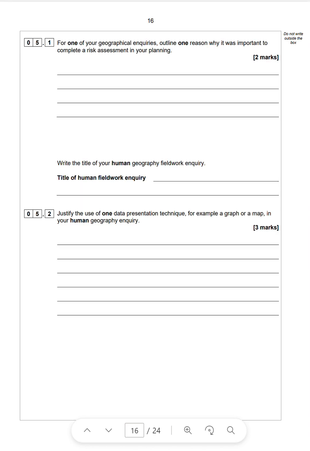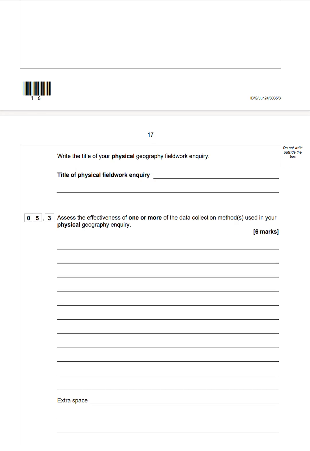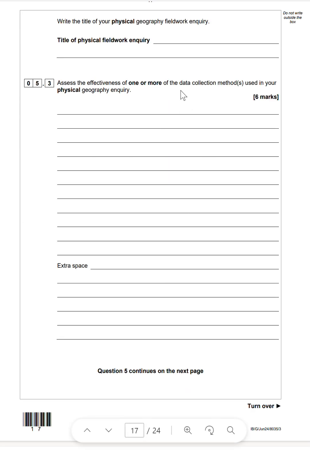Key parts of the question, and these pretty much come up every year: risk assessment, data presentation technique, so how you actually displayed your data once you collected it, data collection methods, so what you did. But note here again, it says physical geography, so you must write about your physical geography, otherwise you're not going to access those 6 marks.